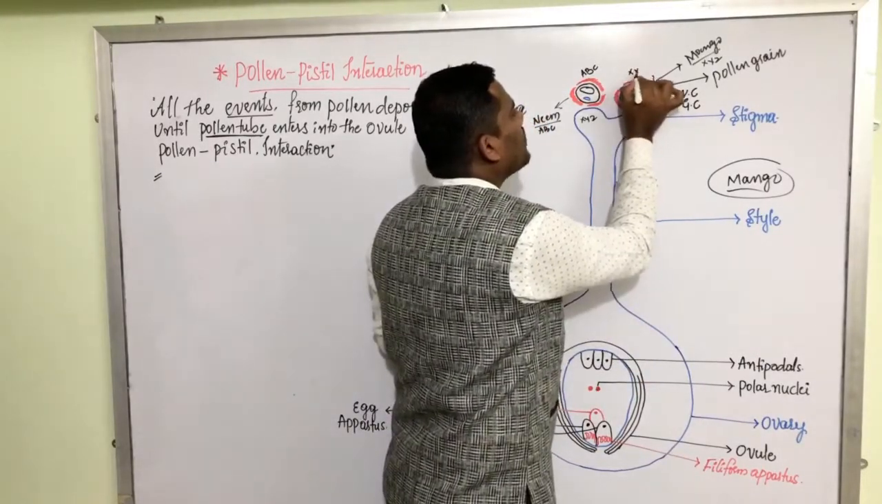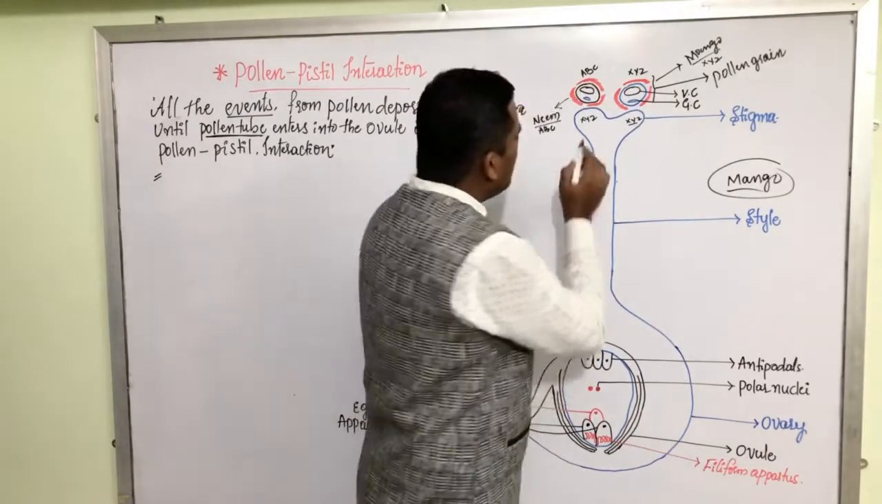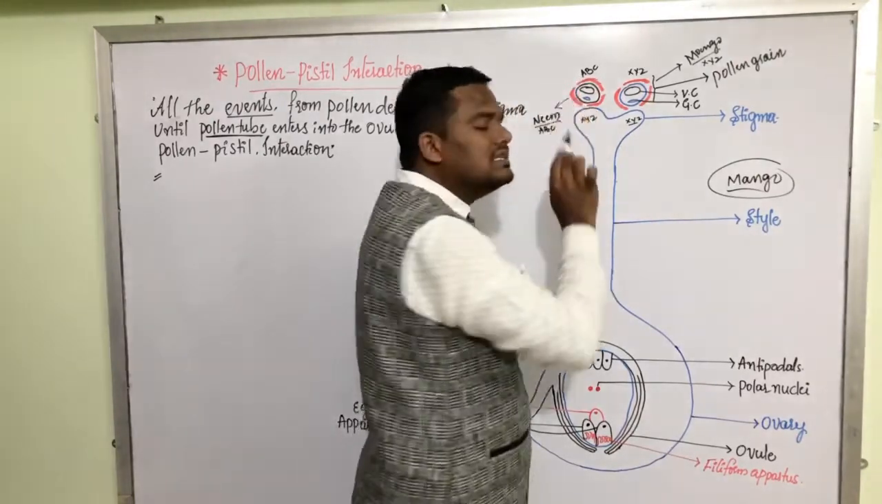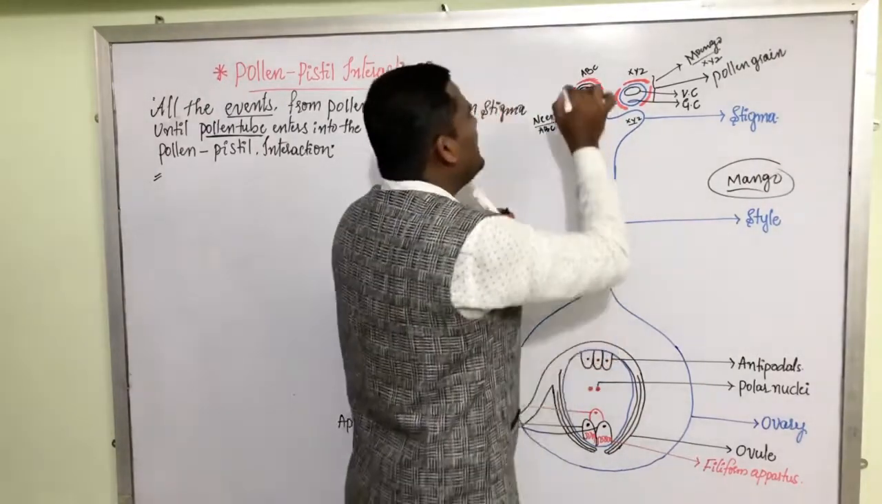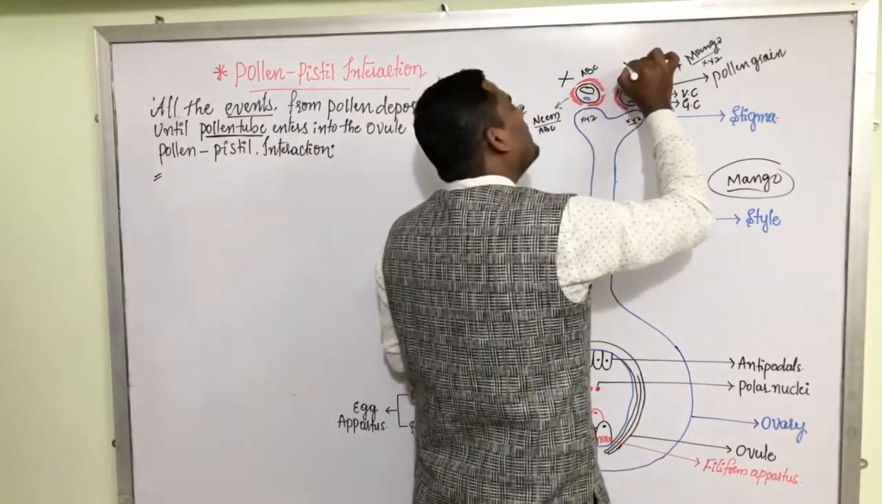Here we have XYZ chemical. Here also we have the XYZ chemical in the stigma. Here we have XYZ chemical in the stigma. Here we have ABC chemical. That means here there is no chemical matching. Here there is a chemical matching.